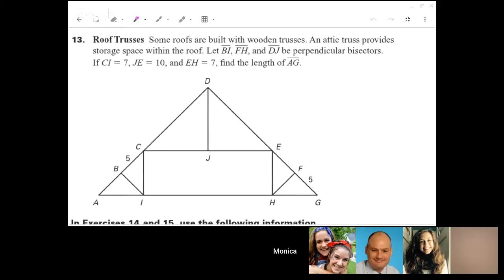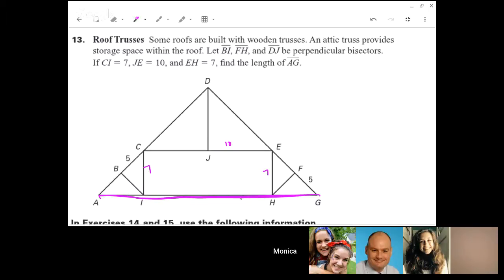Okay, so if we look at number 13, some roofs are built with wooden trusses. An attic truss provides storage space within the roof. Let segments BI, FH, and DJ be perpendicular bisectors of the sides. If CI equals 7, JE equals 10, and EH equals 7, then find the length of AG. So that's this whole side down here, okay?